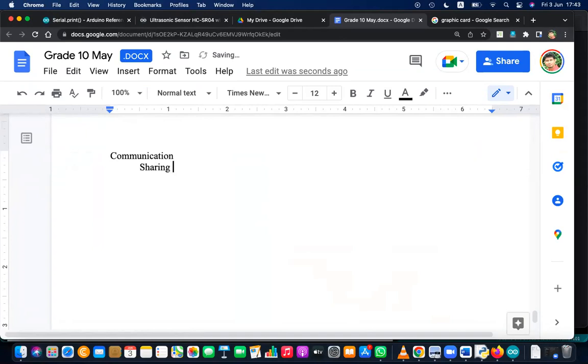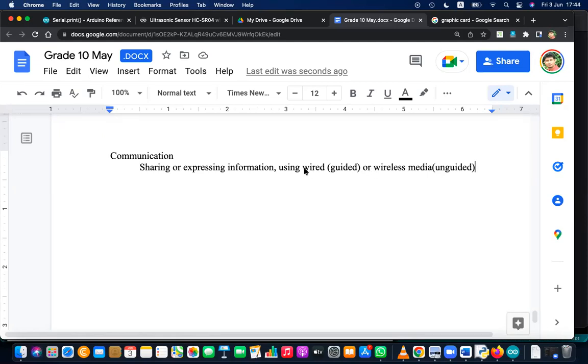Communication: sharing or expressing information using wired or wireless media. Wired we call guided, so wired or guided. Unguided is wireless. Sharing or expressing information using wired or wireless media.